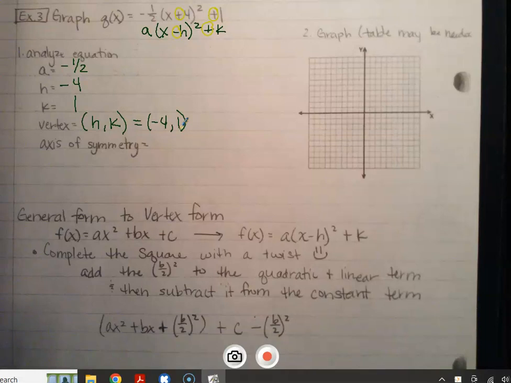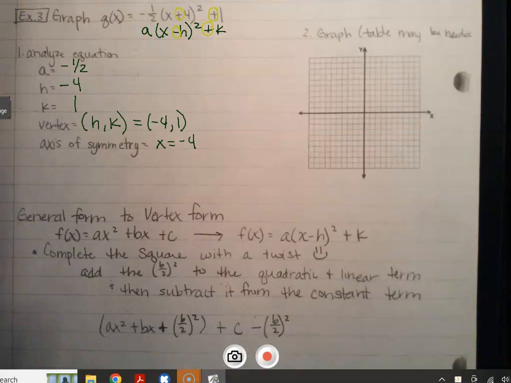How about the axis of symmetry? Remember, the axis of symmetry is that vertical line through the vertex. So this is going to be x equals -4 is our axis of symmetry. Okay. And on this one, I am going to use a table actually, because there's some more things to look at, because we haven't talked about how to use the a values yet. So we will make a table here to do some of those.